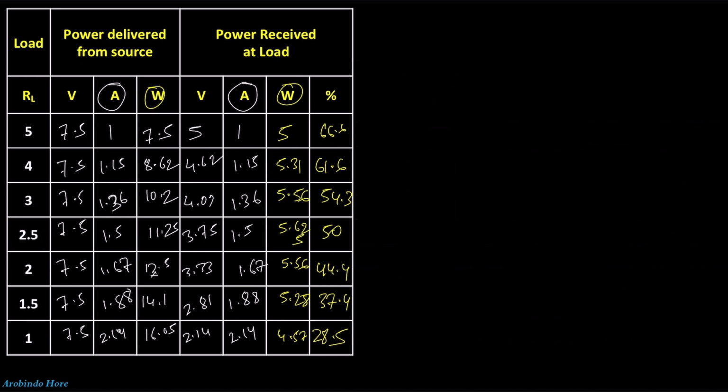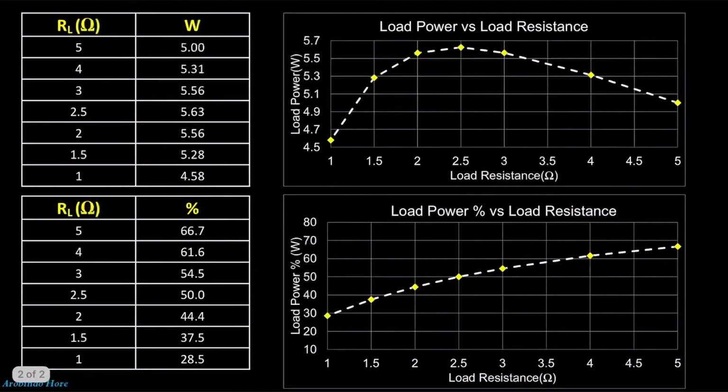Now let's go to the next slide and see the curve. Here I plot the load resistance with the load power, and you can see if I change the load resistance from 1 ohm to 5 ohm, the curve looks like this, right? When the load resistance is the same as the source resistance, at that time the power is the maximum, and this value is 5.625.